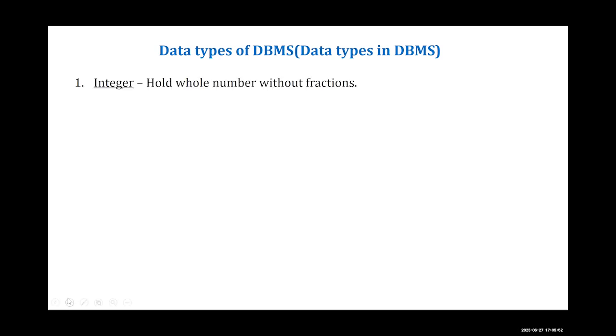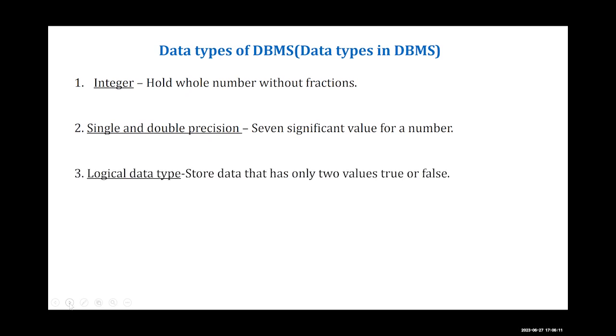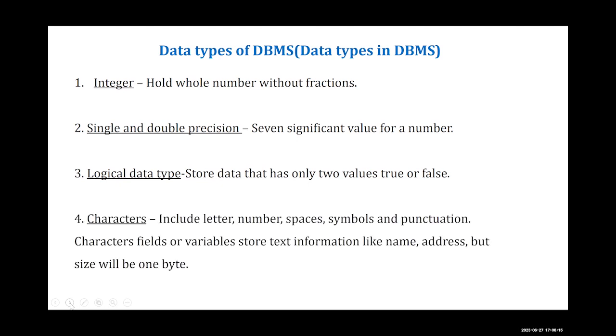The very first one is an integer. Now this is something which we have come across in many programming languages, isn't it? Now what does it do? It holds the whole number without fraction. Next we have single and double precision. These are nothing but holding the float type of variables. Okay. Next we have logical data types. Now this is nothing but to hold the boolean values, that is your true and false.